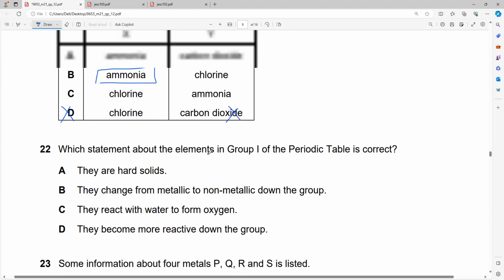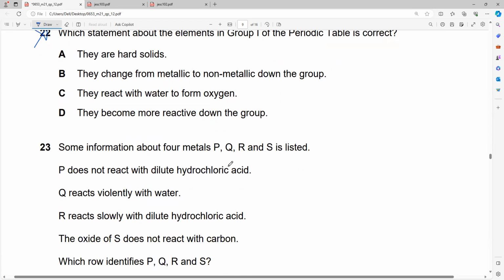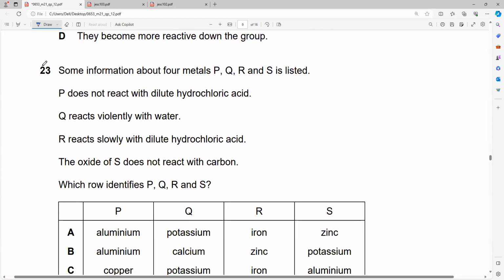Next, option B. Which statement about the elements in group 1 of the periodic table is not there for us? So leave it. Some information about PQRS is listed. This you have to learn, everybody, so concentrate for just a minute. Some information about four metals P, Q, R, S is listed. P does not react with dilute hydrochloric acid.